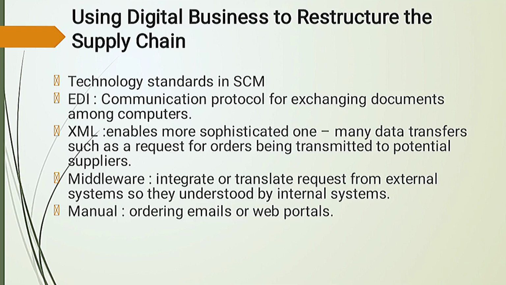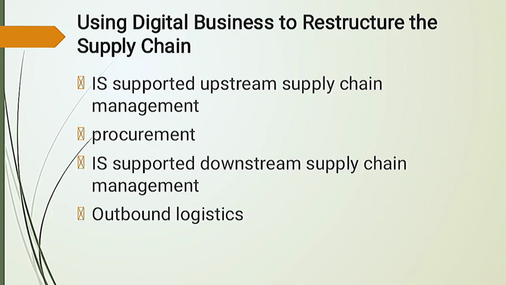Such as EDI, a communication protocol for exchanging documents among computers. XML enables sophisticated one-to-many transfers, such as requests for orders being transmitted to potential suppliers. Middleware integrates or translates requests from external systems so they are understood by internal systems. Manual ordering: emails or web portals. That way, IS supports upstream supply chain management, especially procurement, and IS supports downstream supply chain management, especially outbound logistics.